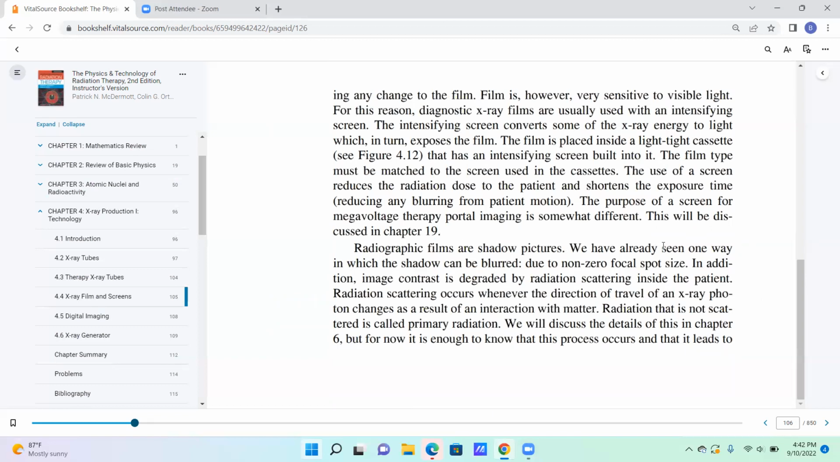Radiographic films are shadow pictures, as we've already seen, due to the non-zero focal spot size. These shadows can be blurred. In addition, image contrast is degraded by radiation scattering inside the patient, which is not much you can do about. Radiation scattering occurs when the direction of travel changes as a result of interaction with matter. Radiation that is not scattered in such a fashion is called primary radiation.